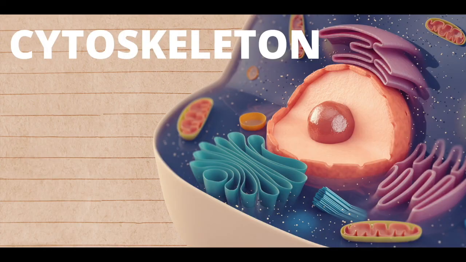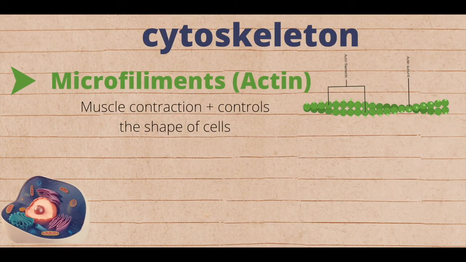Okay guys, so lastly we have our cytoskeleton. The cytoskeleton is kind of like the glue that keeps everything together inside of the cell. We have three important types of cytoskeleton. One is the microfilaments or the actin, secondly is the intermediate filaments, and third is the microtubules. So first let's talk about microfilaments. Microfilaments or actin help in muscle contraction as well as they control the shape of cells. So this is how they do it. If you recall, during muscle contraction and relaxation, actin works with myosin to contract and relax the muscle.